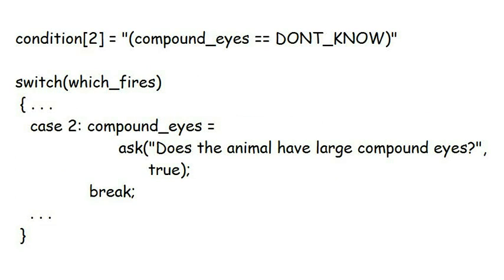Let's examine 2 rules in turn. Firstly, an ask rule, then a logic rule. You are looking at the code for rule 2, which asks whether the creature has large compound eyes.